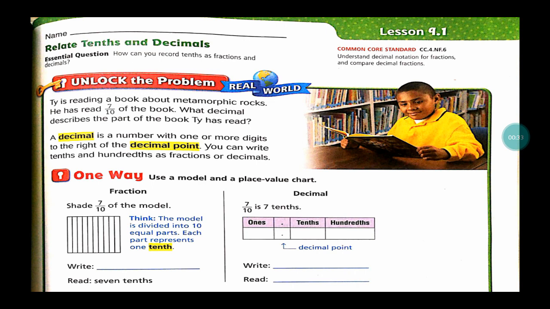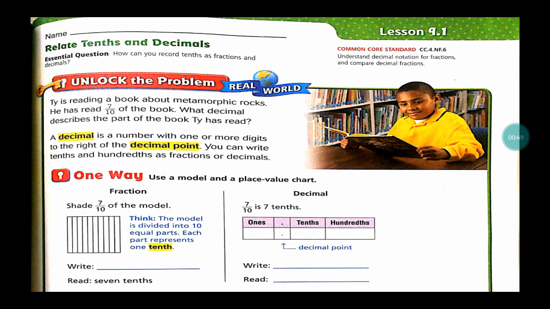Unlock the problem. Ty is reading a book about metamorphic rocks. He has read 7 tenths of the book. What decimal describes the part of the book Ty has read?